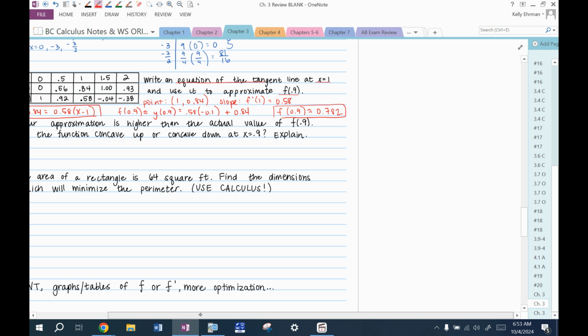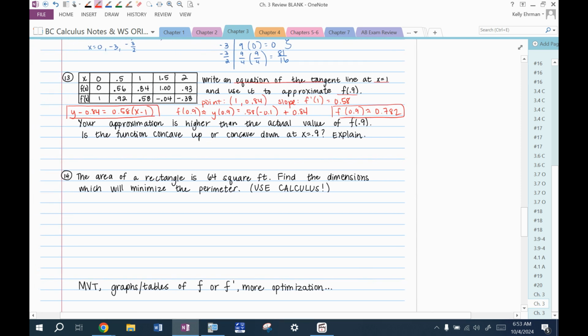All right. And we briefly talked about this in the concavity notes. Your approximation is higher than the actual value of f of 0.9. Is the function concave up or concave down? So if they tell me that the approximation, so here's a little tangent line, is higher, I mentioned this in the notes, it means that f of 0.9 is maybe sitting right here because this is f of 1. And so that point is higher.